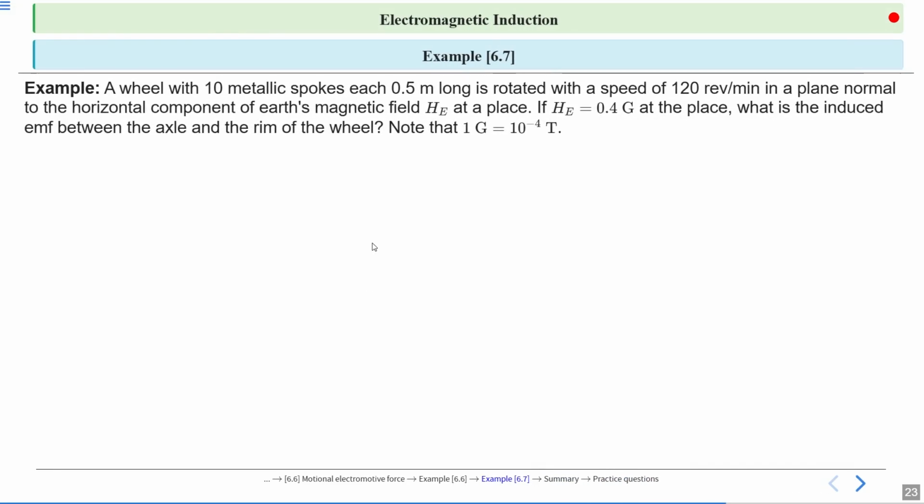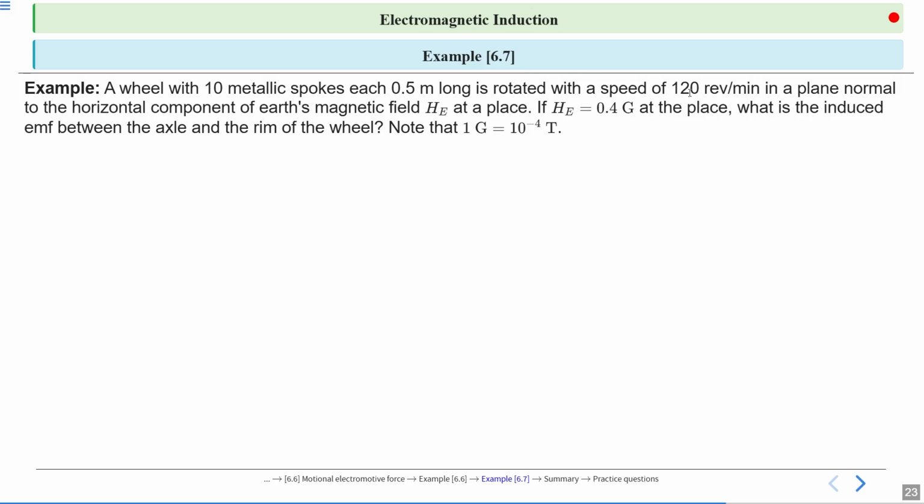Got it? Okay, next example, example 6.7. A wheel with 10 metallic spokes, each 0.5 meter long, is rotated with a speed of 120 revolutions per minute. What is given? Frequency. What is given? Length of the metal spokes. Spokes means the wheel of a cycle. There are thin wires, or we can say very thin rods, that are called spokes. So 10 metallic spokes in a wheel. Each spoke is of length 0.5 meter.